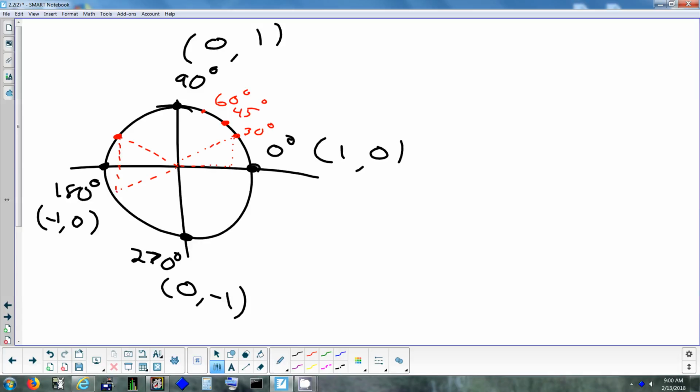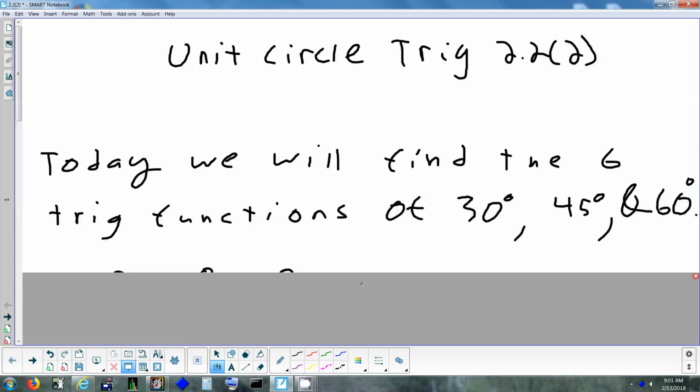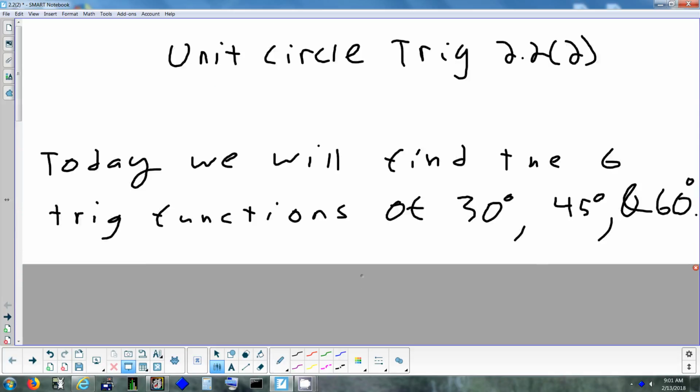So we're just going to focus on quadrant 1 today, but once you learn the numbers for quadrant 1, that's going to be the end of what you need to memorize for the test. You don't have to memorize anything additional for quadrants 2, 3, and 4. Okay, so as I just said, we're going to focus on finding the 6 trig functions of a 30, a 45, and a 60-degree angle.